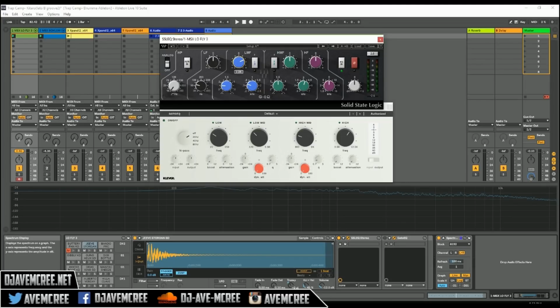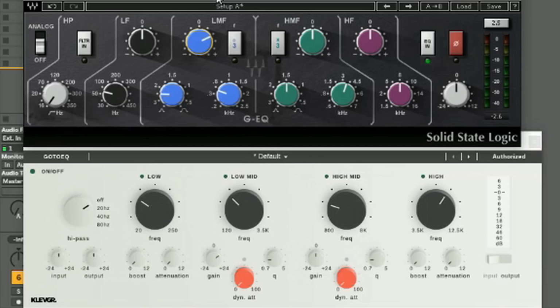What do we got here? About 9. Now we're going to go down here. Put it at 9. I'm going to go back and forth. We're not going to worry about clipping or anything. We're just going to go ahead and hear it.